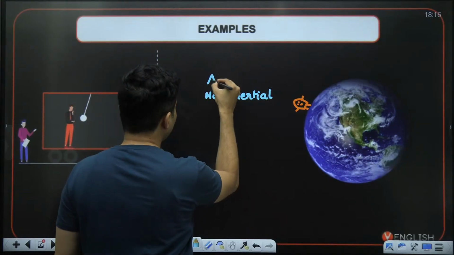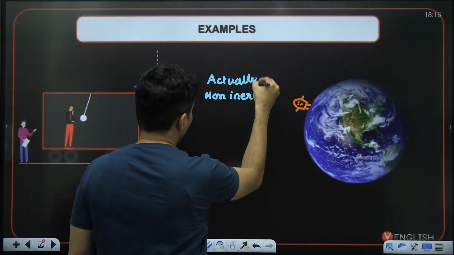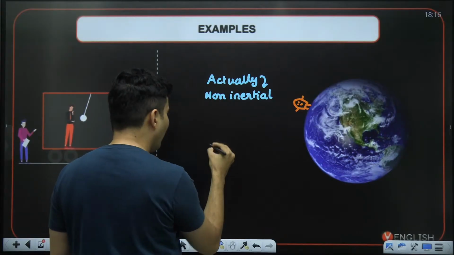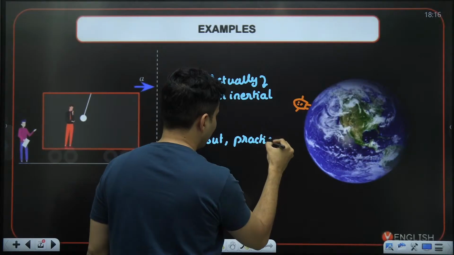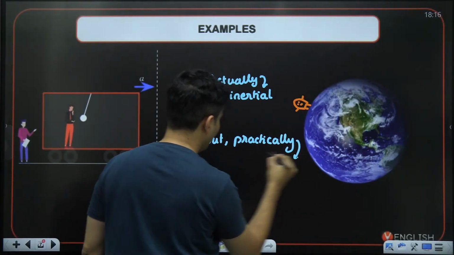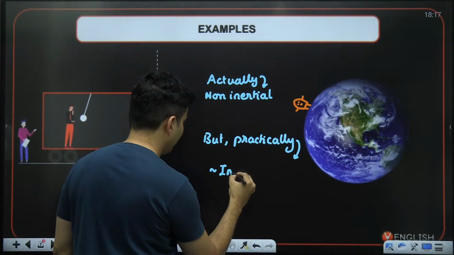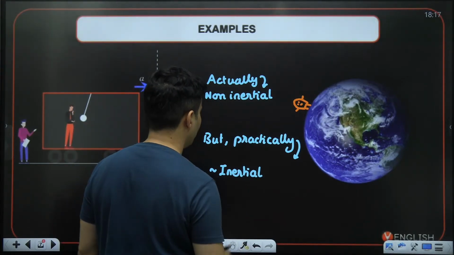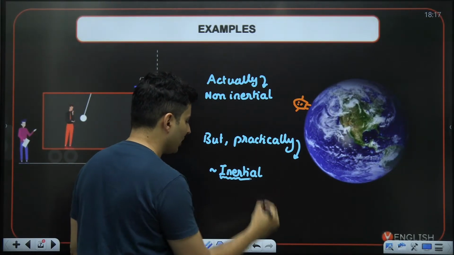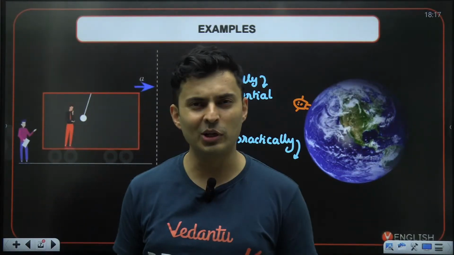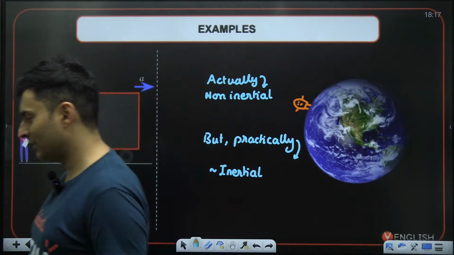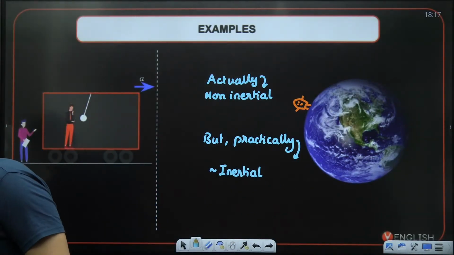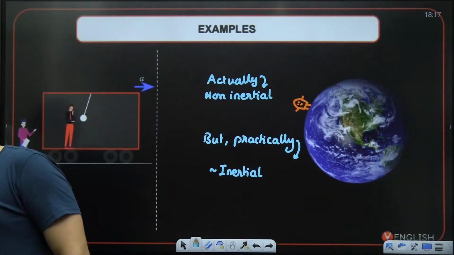So it is actually non-inertial, but for practical purposes, what do we take as an approximate inertial frame? Approximate inertial frame. This is very, very important. Why is Earth taken as an inertial frame? Because it's not doing these things very suddenly like a jerk or a quick thing. You don't feel it. Agree? Disagree? Everyone? Perfect.